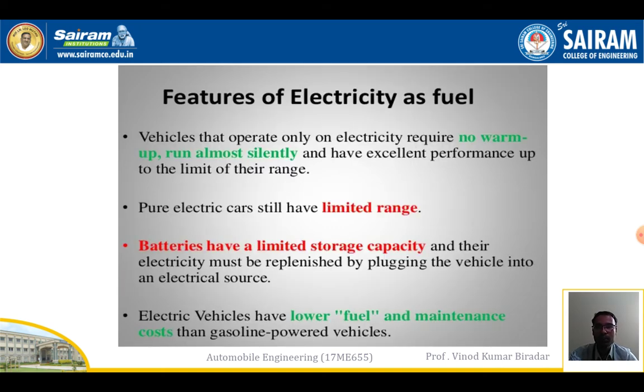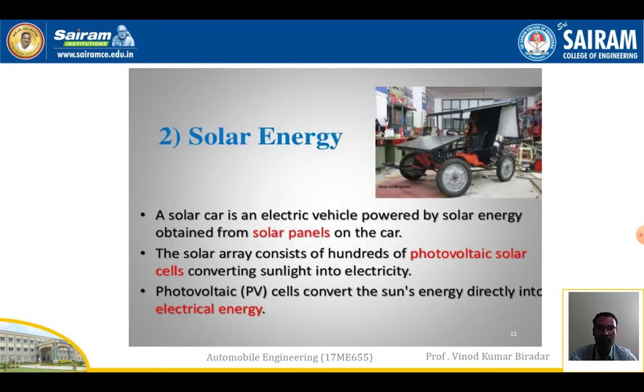What is the benefit of using this? Vehicles that operate only on electricity require no warm-up, run almost silently, and have excellent performance within their range, okay. Pure electric cars still have a limited range, okay. These are some of the features of using electricity. The second one is solar energy. As you know, a solar car is an electric vehicle powered by solar energy obtained from the solar panels on the car, okay. The solar car consists of an array of photovoltaic solar cells converting sunlight into electricity. This is the main working of solar energy: an array of photovoltaic solar cells converts sunlight to run the vehicle or to generate electricity, okay.